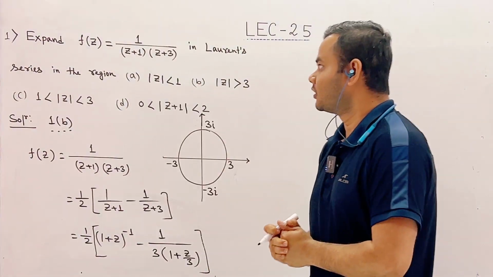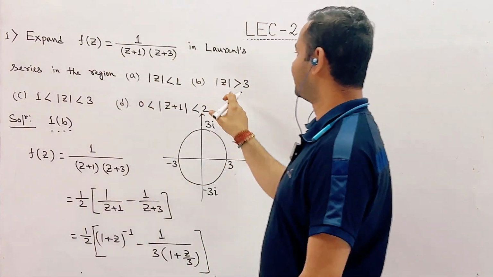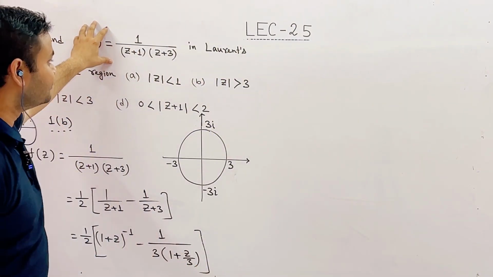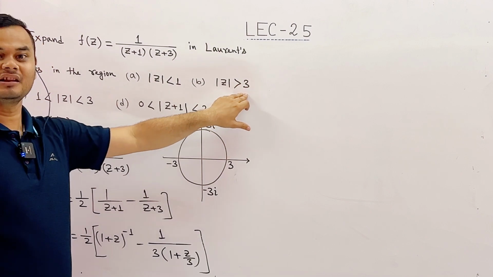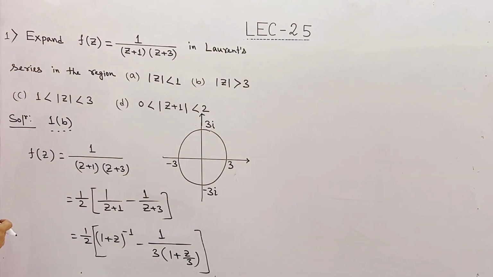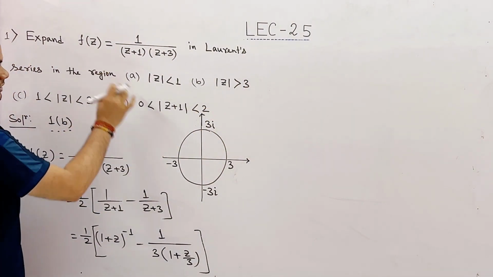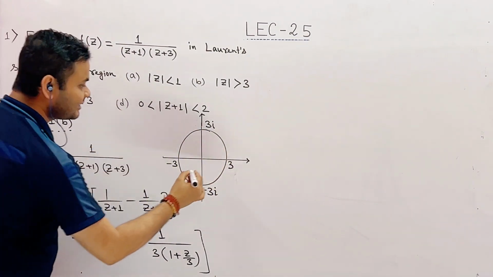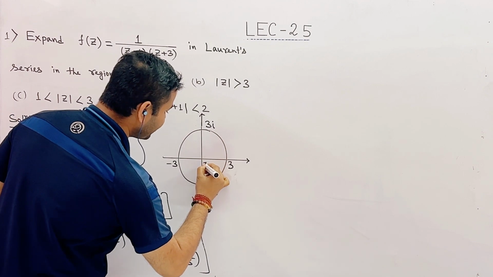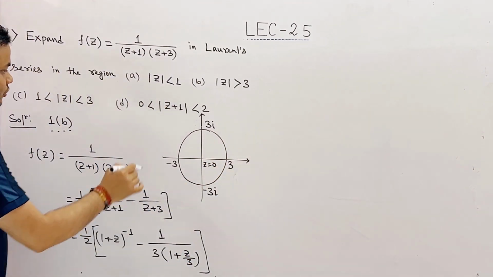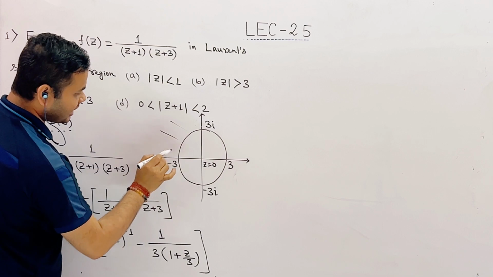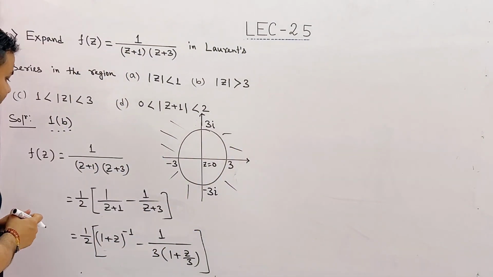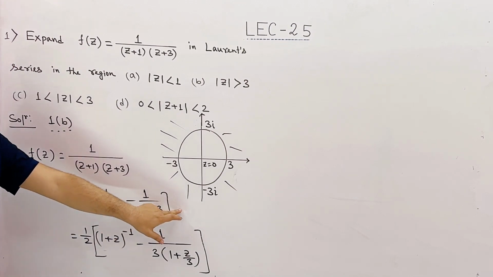Next, let me solve the problem number 1b. According to this problem, we have to expand this function in the region modulus of z greater than 3. That means, for this problem, we need to expand this function outside this circle whose radius is 3 and the center is located at the point z equal to 0. So, the expansion has to be done outside this circle. For this problem, the procedure is same up to this step.